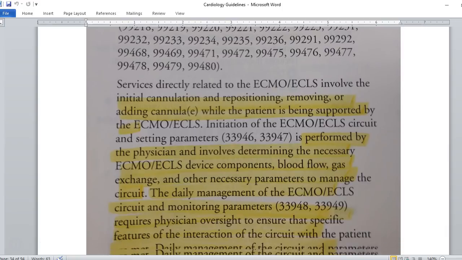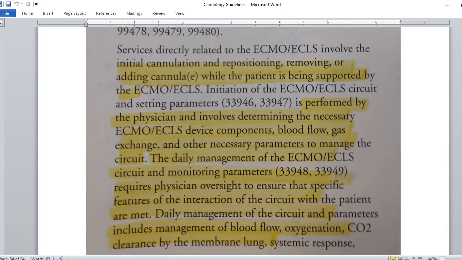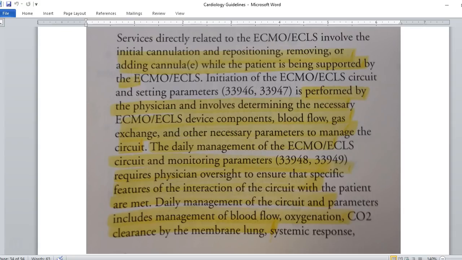Now, services directly related to ECMO ECLS involve the initial cannulation and positioning, removing, or adding cannulas while the patient is being supported. Initiation of the ECMO circuit and setting parameters is performed by a physician and involves determining the necessary ECMO and ECLS device components, blood flow, gas exchange, and other necessary parameters to manage the circuit. The daily management of ECMO and ECLS circuit and monitoring parameters requires physician oversight to ensure that specific features of the daily interaction of the circuit with the patient are met.